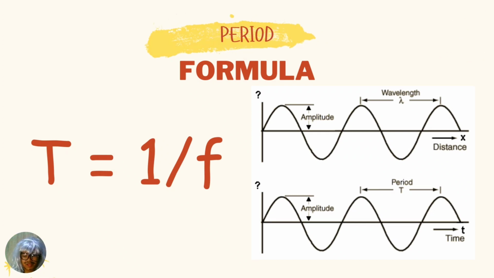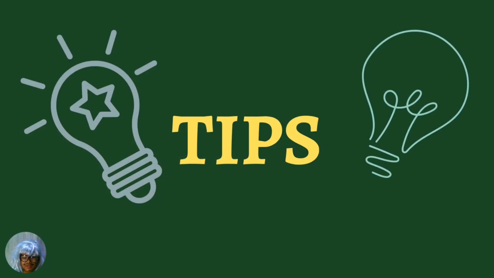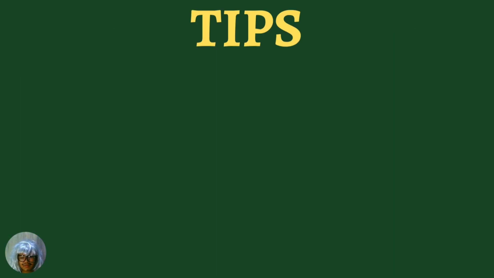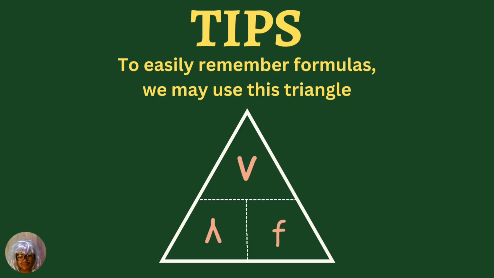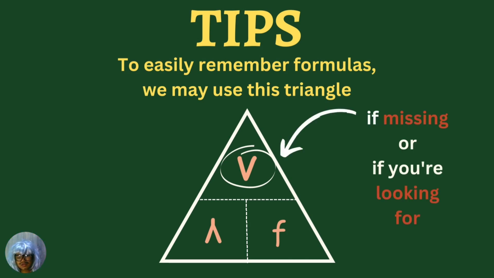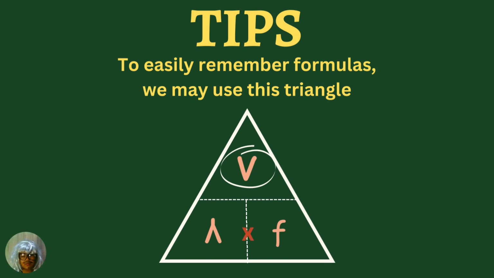Now, next up, we have our tips for solving. And our first tip is to easily remember formulas. We may use this triangle. On top is the speed, the bottom left is wavelength, and on the bottom right is the frequency. So let's say, for example, that the speed is what you're missing, or speed is what you're looking for in the problem. Then we may simply multiply the wavelength and frequency given.